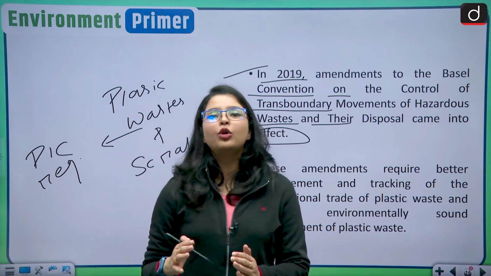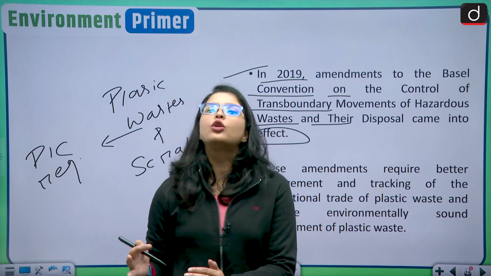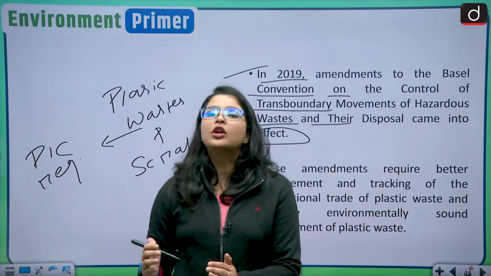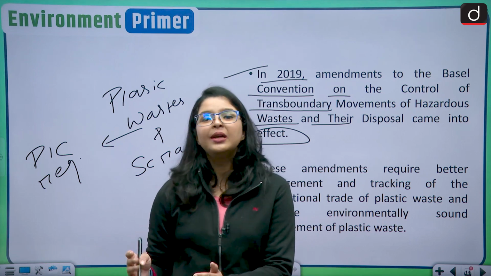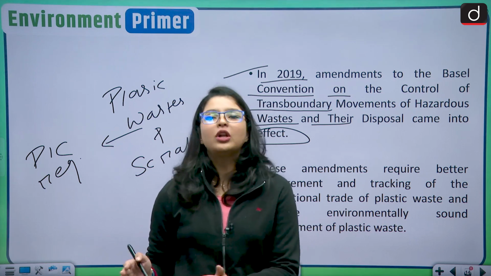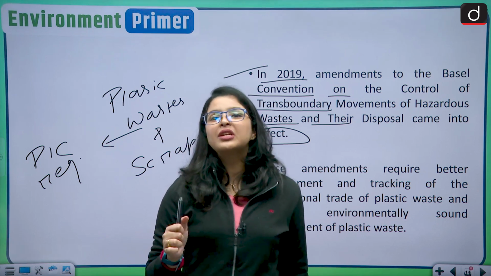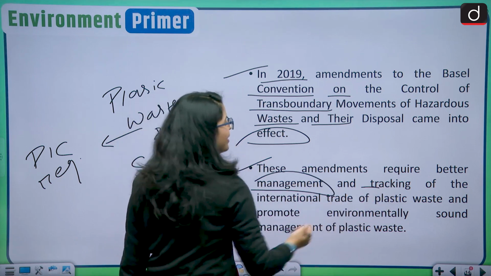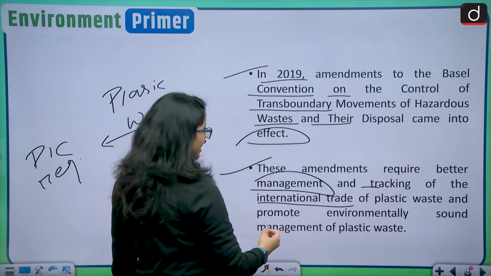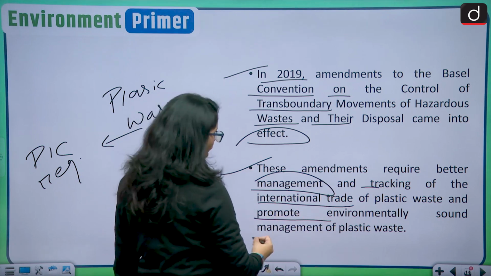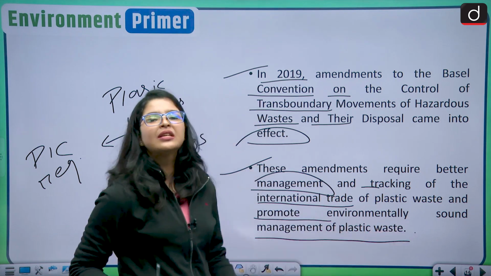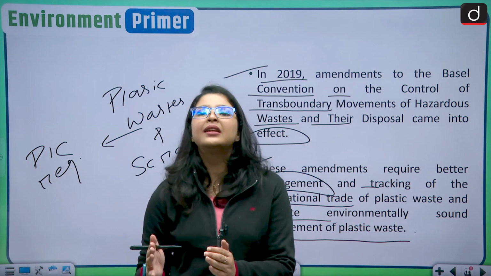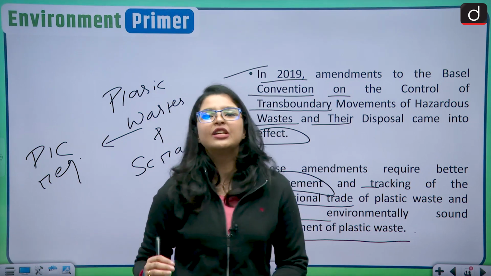That means the global north countries cannot use the global south countries for disposing their plastic wastes, and they cannot dispose hazardous waste in the marine ecosystems or marine bodies. Okay, so remember, the Basel Convention is a legally binding convention. These amendments require better management and tracking of the international trade of plastic waste and promote environmentally sound management of plastic waste. In fact, the developed countries also need to help the developing countries in effective plastic waste management.